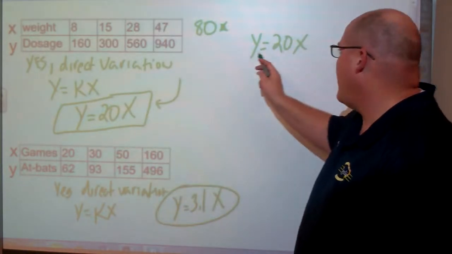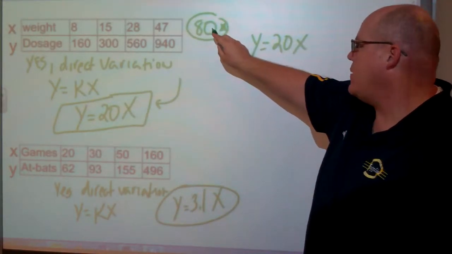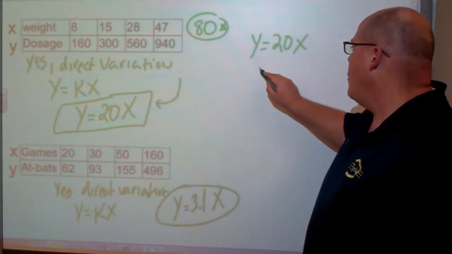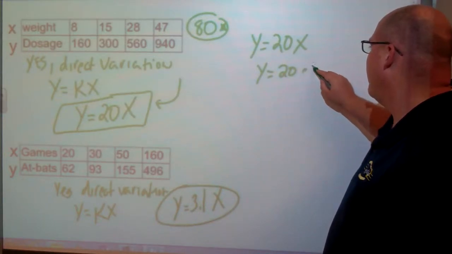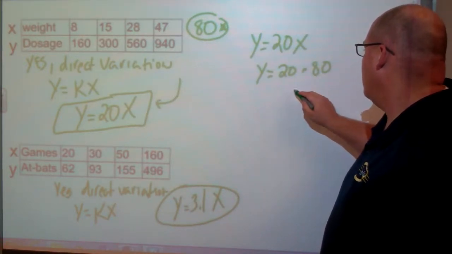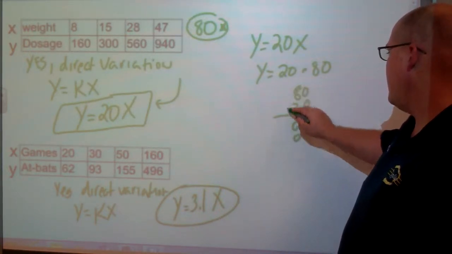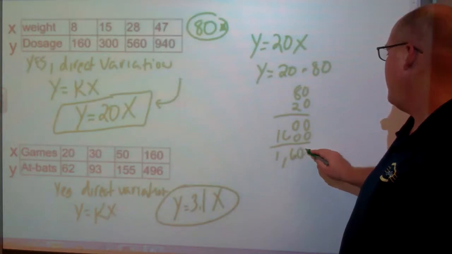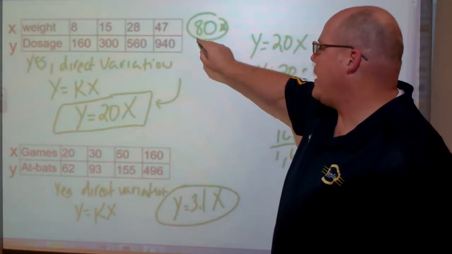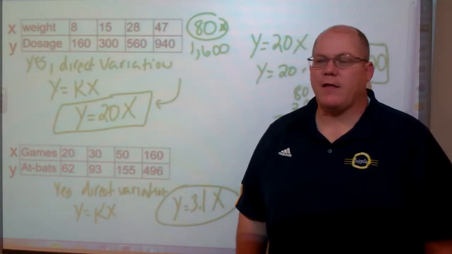Well, we know the equation, y equals 20x. So I need to put this 80 in for which of these values? Does 80 represent my y, or does 80 represent my x? Exactly, my x. So y equals 20 times 80. When we solve that out, 8 times 20 is 160, and then add the zeros: 1,600. If x is 80, then y would be 1,600.